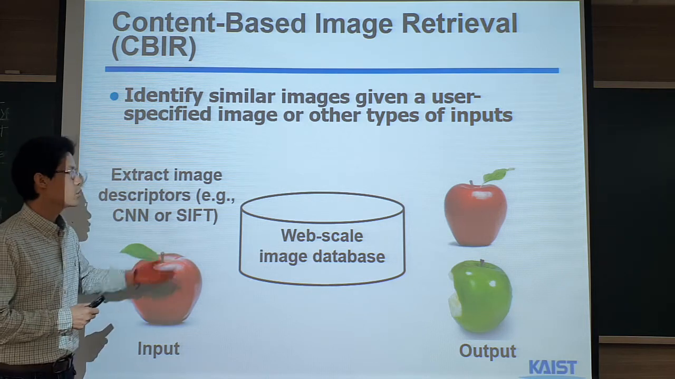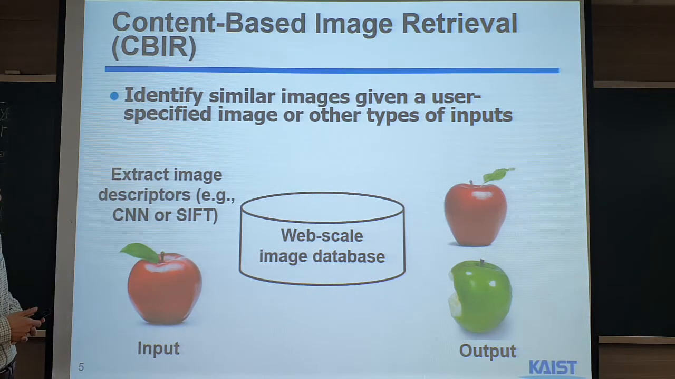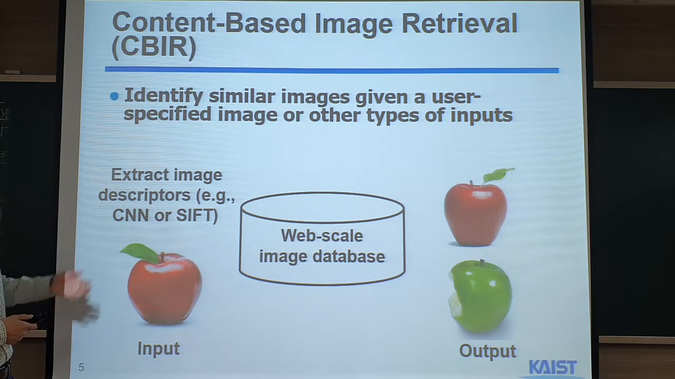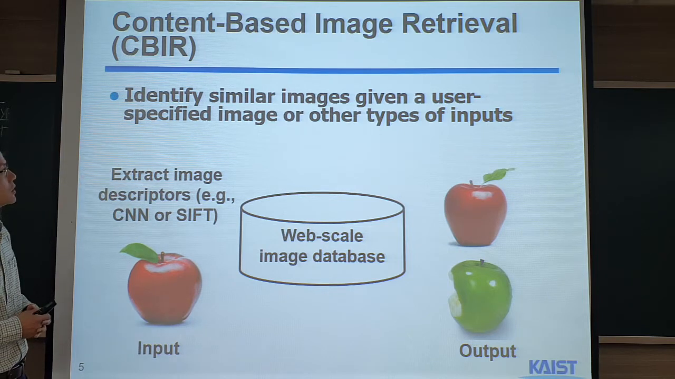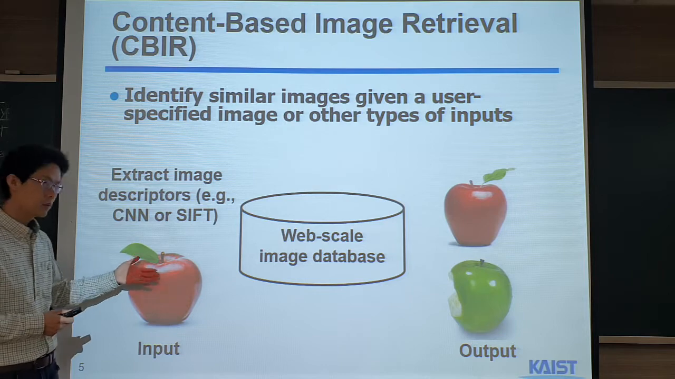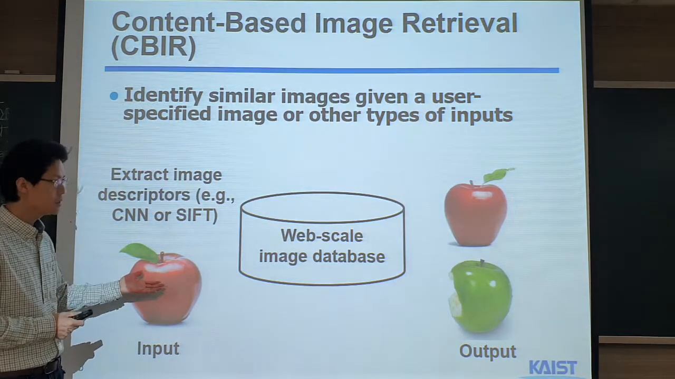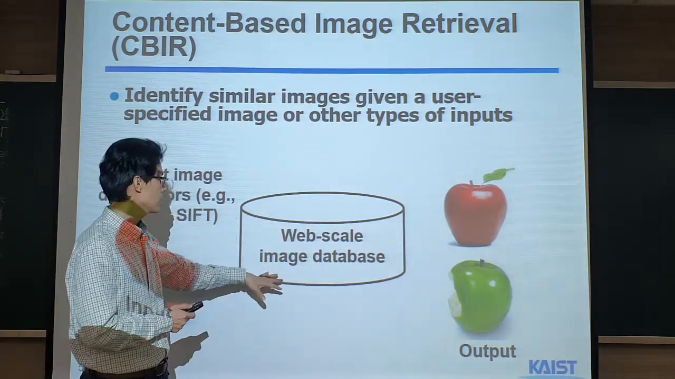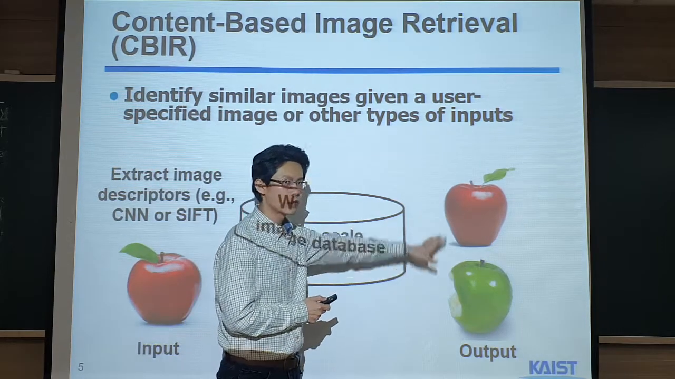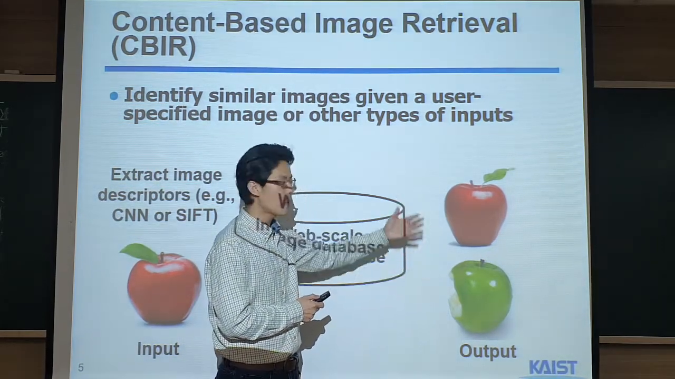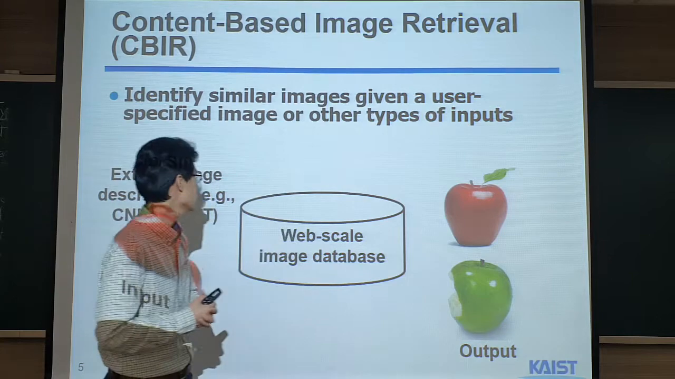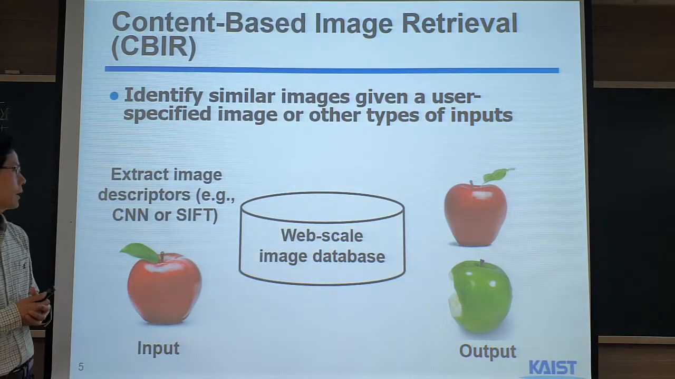I actually show this slide, image search or content-based image retrieval. It is nothing but identifying similar images given a user-specified image or other types of input. Basically, we provide the input query image, then we go through the web-scale image database and identify the visually similar or semantically similar images, depending on your application.